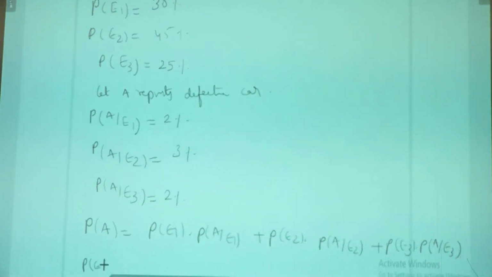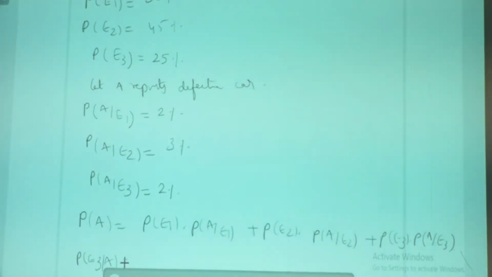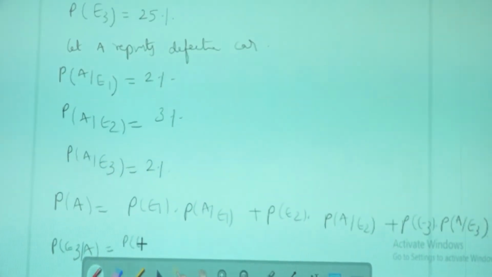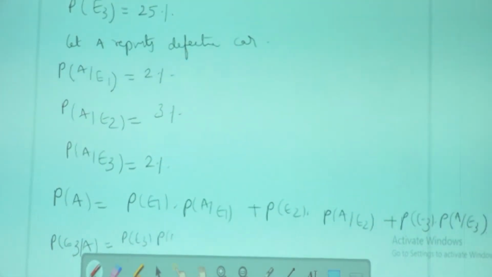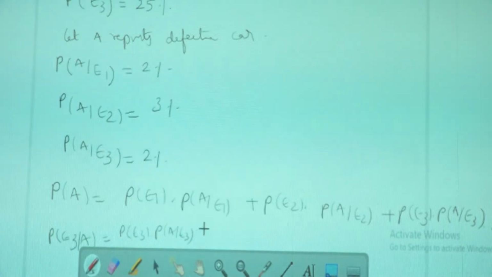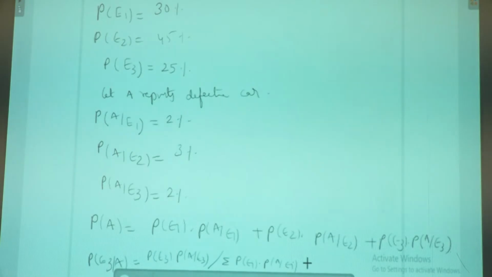P of E3 by A is equal to P of E3 into P of A by E3, whole divided by summation of P of Ei into P of A by Ei. You have to take similar problems and practice because this will take much time. We cannot do more number of problems. So after this, we'll start doing some MCQs based on these.